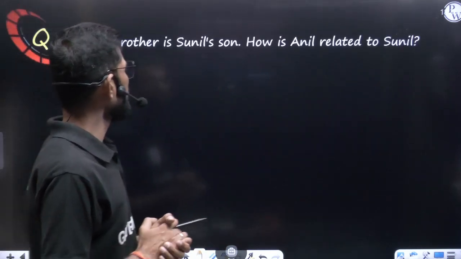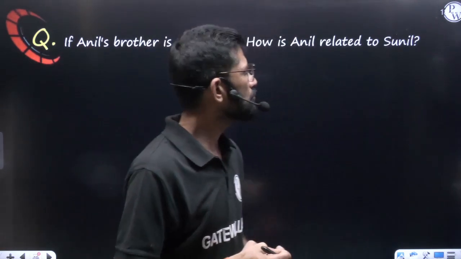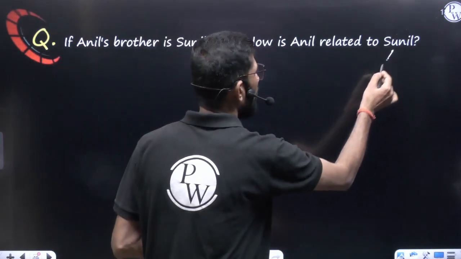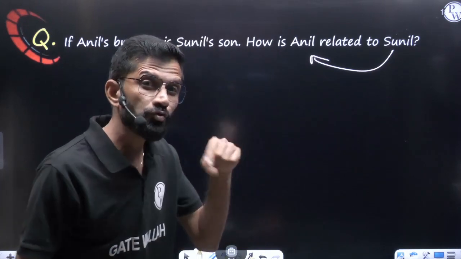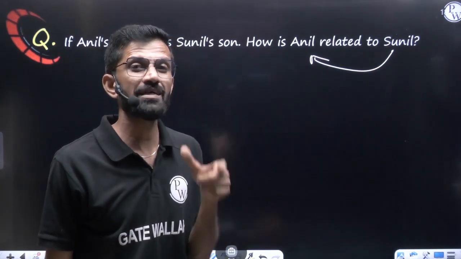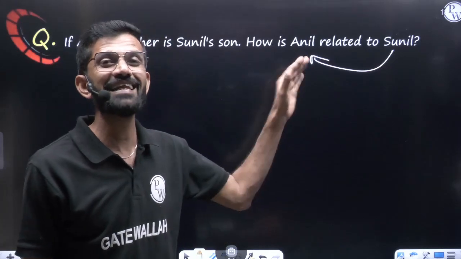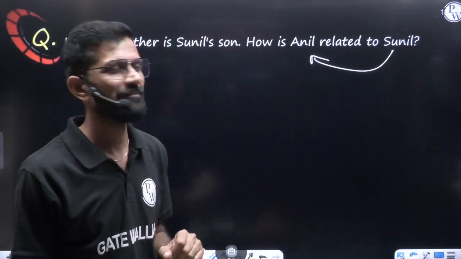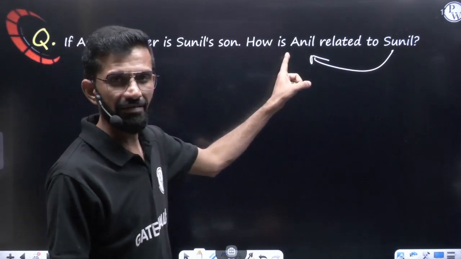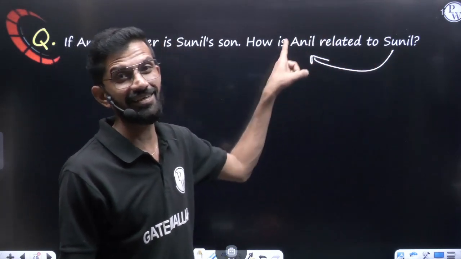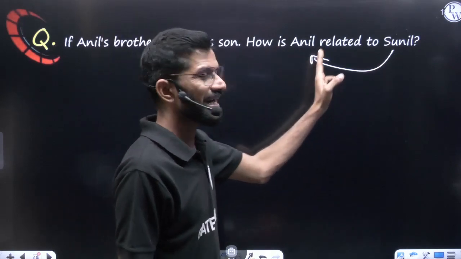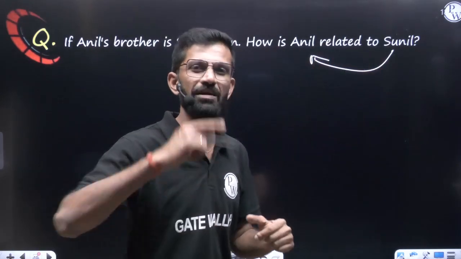Here they have given: if Anil's brother is Sunil's son, then how is Anil related to Sunil? Anil related to Sunil means Sunil will call Anil as what? Don't say Sunil will call Anil as Anil. Not like that. In relation, what will he call? This sentence should be very clear, because from one side one relation, from the other side another relation can also come. So, how is Anil related to Sunil? Means Sunil will call Anil as what?